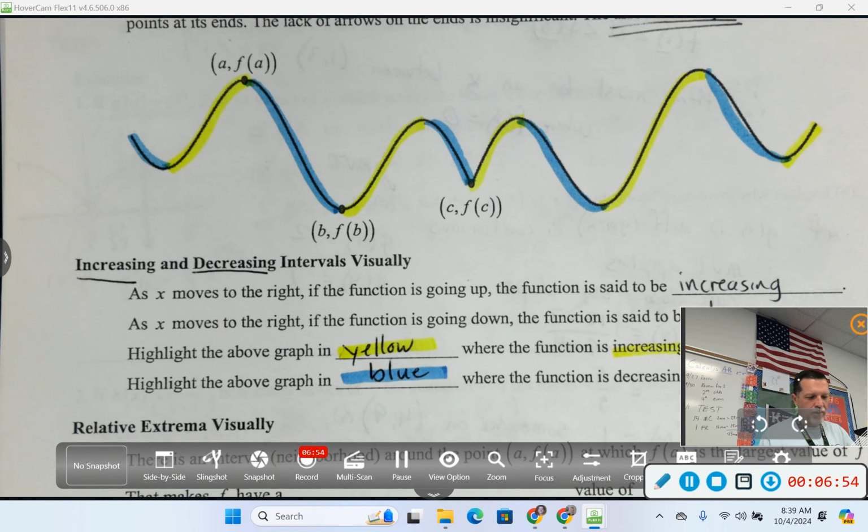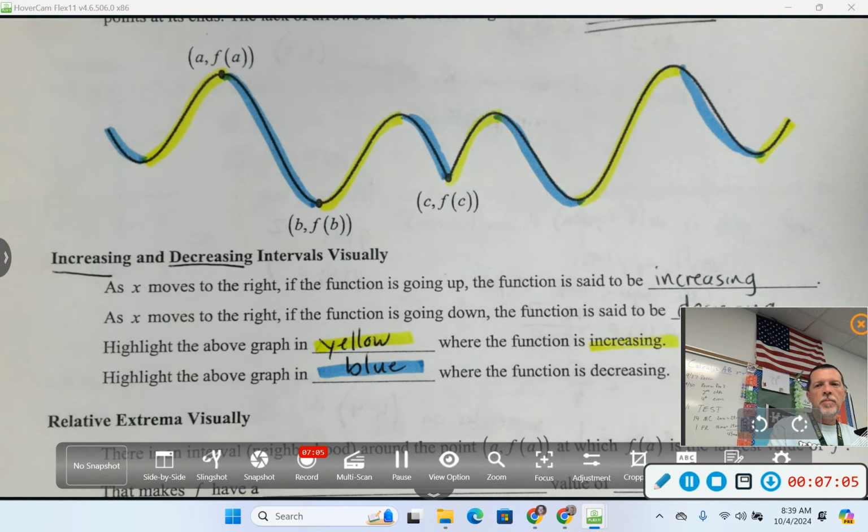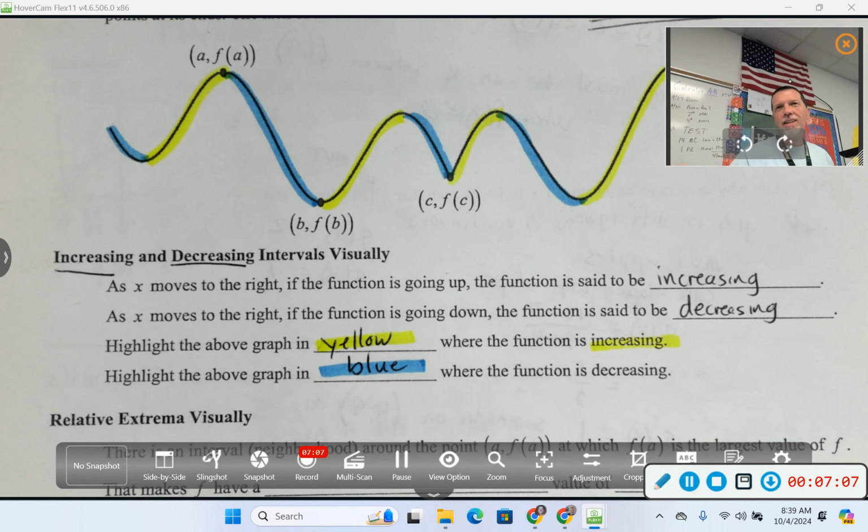Yeah, that orange one needs to... Again, left to right, going up is increasing, coming down is decreasing.